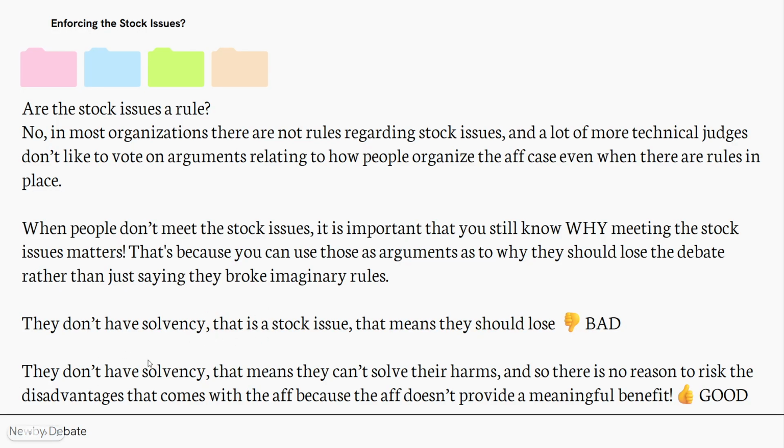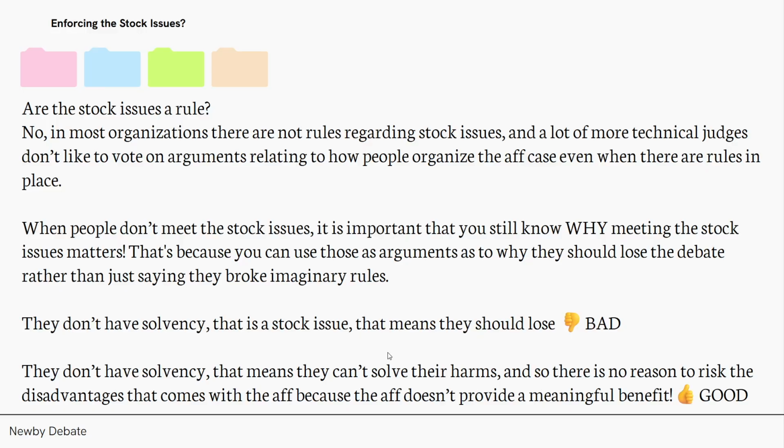So they don't have solvency. That means they can't solve their harms, and so there's no reason to risk the disadvantages that come with the AF because the AF doesn't provide a meaningful benefit. This is a reason why not having solvency actually tangibly matters.